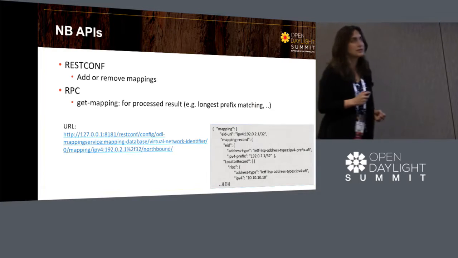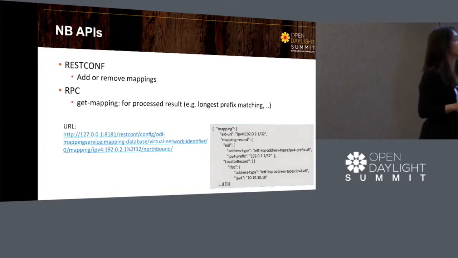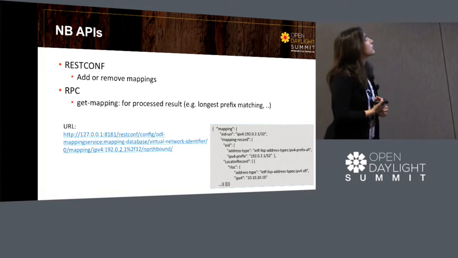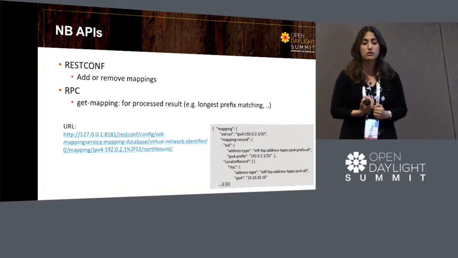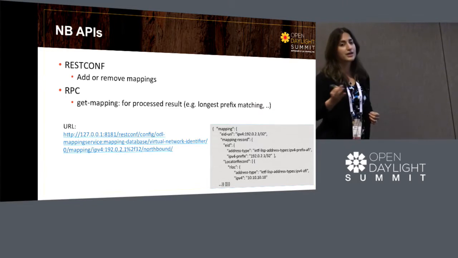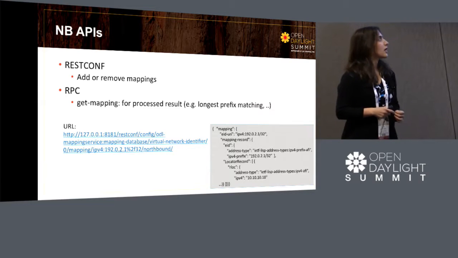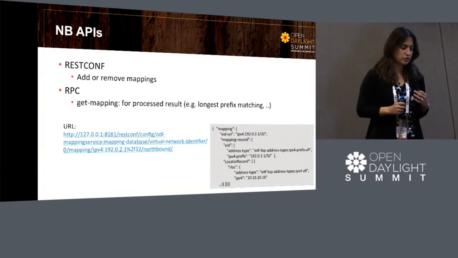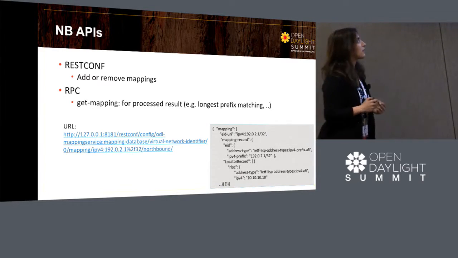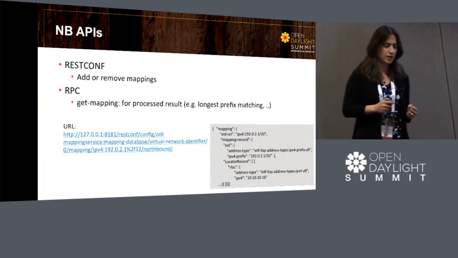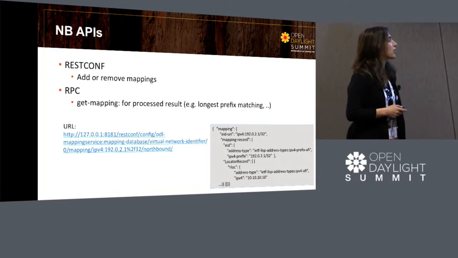In terms of APIs, this is an example of how you would add a mapping. We support RESTconf APIs, and you would use pure RESTconf for adding or removing mappings. But in order to get the processed results, such as the longest prefix matching for IP, you have to use the RPC so that we can insert our logic in there and implement those processing parts.